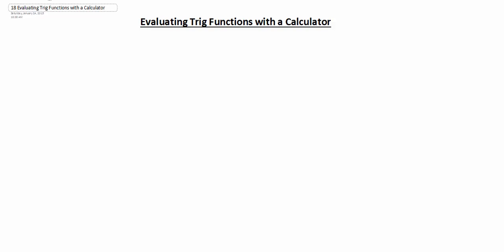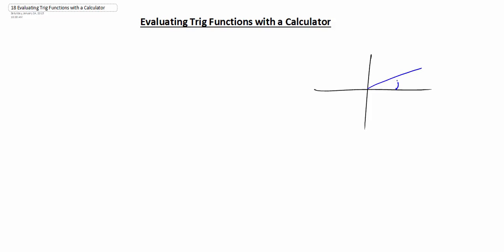In this video, we're going to look at how we can use our calculator to evaluate trig functions. And just as a reminder, we can always use the unit circle as long as we're dealing with those special angles from the unit circle. And I want to look at the angle of 30 degrees.